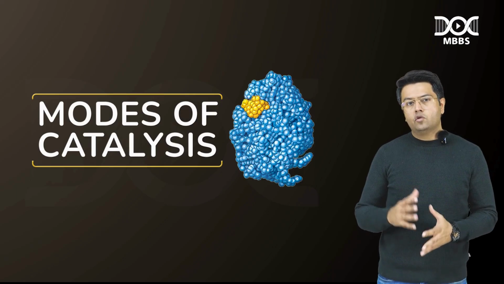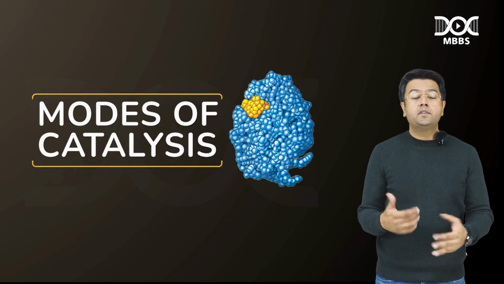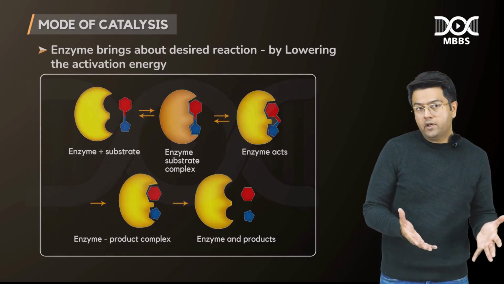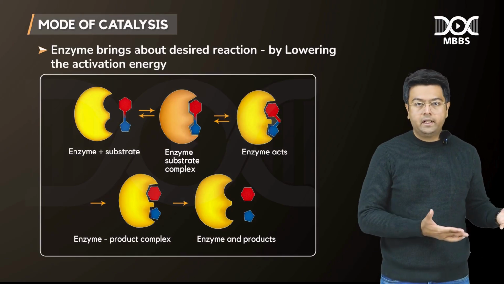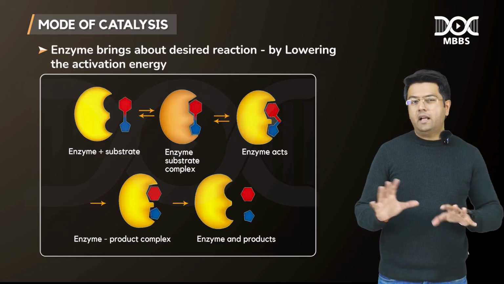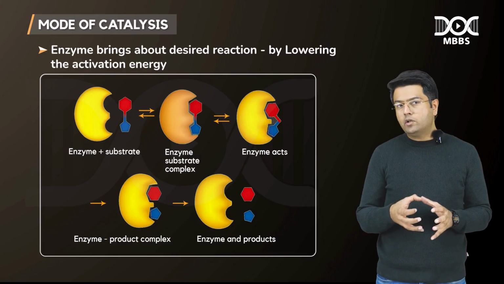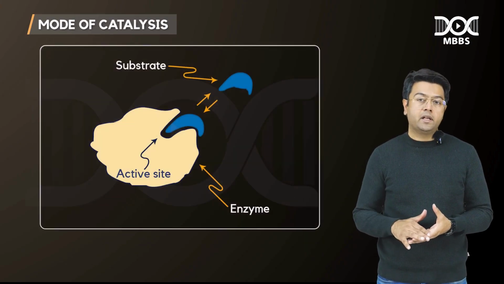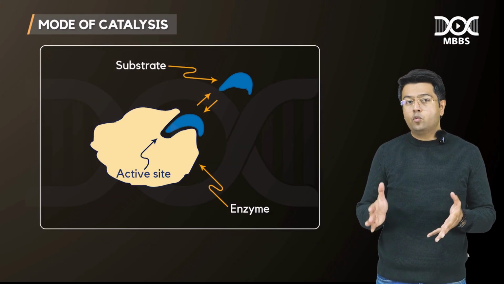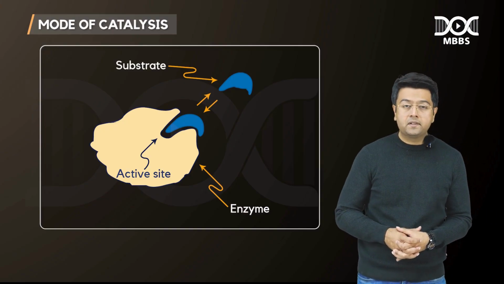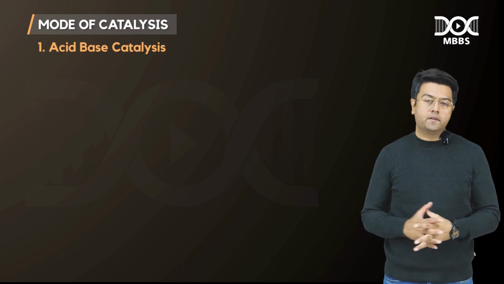Guys, now let's talk about the next topic, that is modes of catalysis. So how does an enzyme bring about the desired reaction? One thing that we have already discussed is lowering the activation energy. But that was the energy barrier point. If you talk about the actual things which are happening at the active site, that is called a mode of catalysis. Let's talk about the number one mode of catalysis, and that is acid-base catalysis.